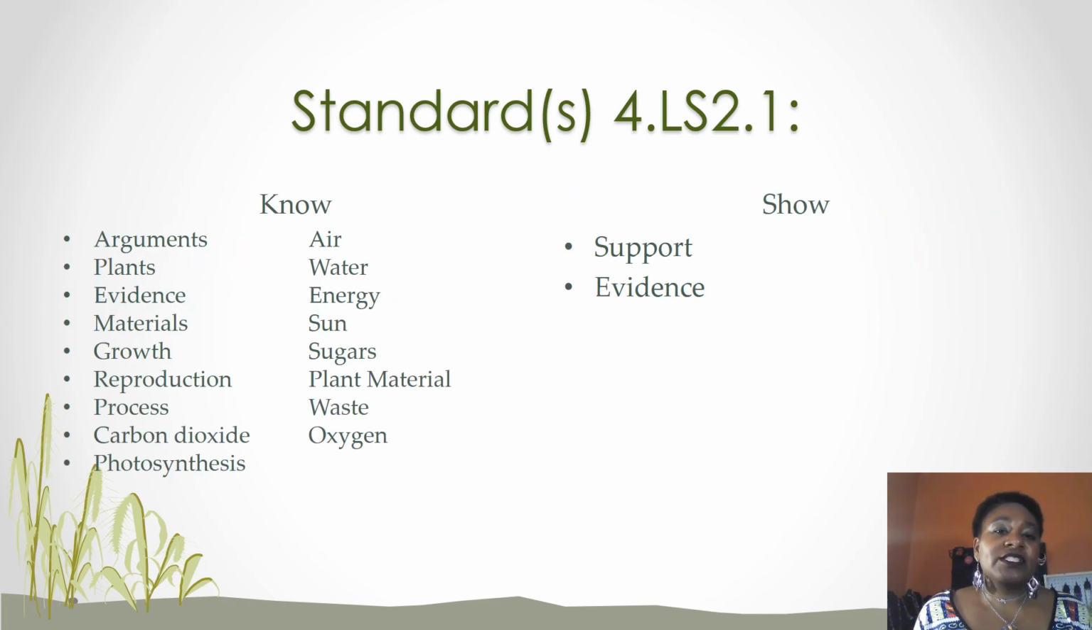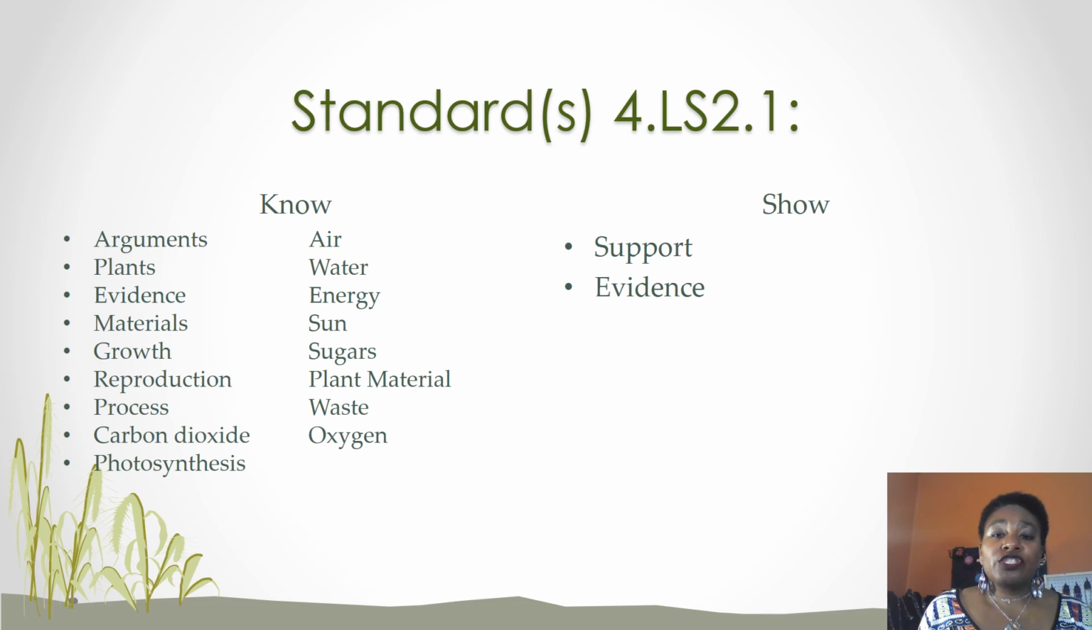After taking a look at your standard, here are a list of things that you should know based on the standard we're covering. You should know about arguments, plants, evidence, materials, growth, reproduction, process, carbon dioxide, photosynthesis, air, water, energy, sun, sugars, plant material, waste, and oxygen. Those are all the things you should know for this standard.